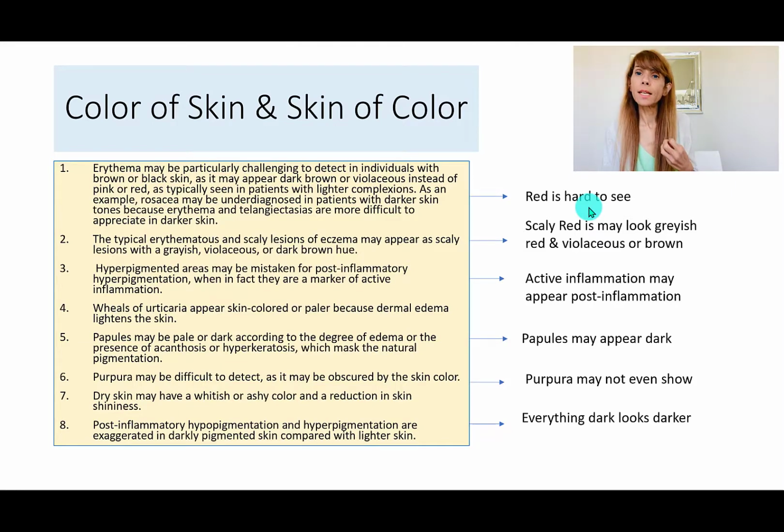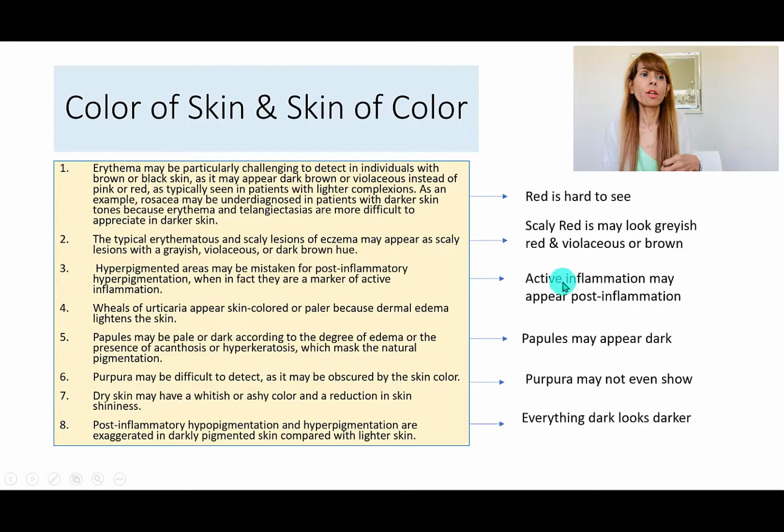Red scaly skin is going to be very difficult to see, because it's going to look more grayish and more violaceous. So for example, patients with eczema or psoriasis have red scaly skin. In darker skin color, that's going to look grayish and violaceous. So keep that in mind.